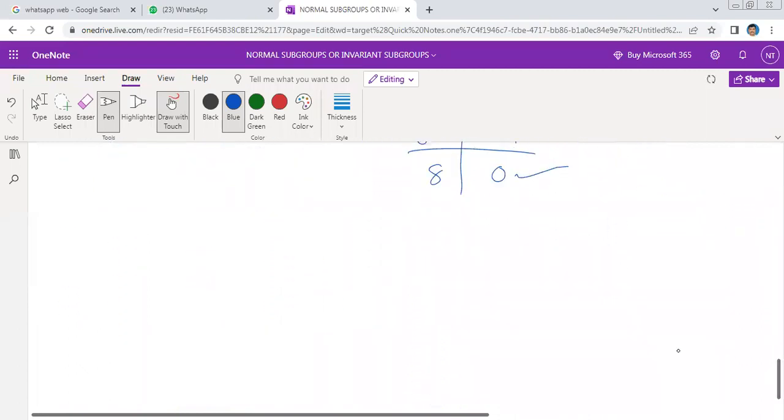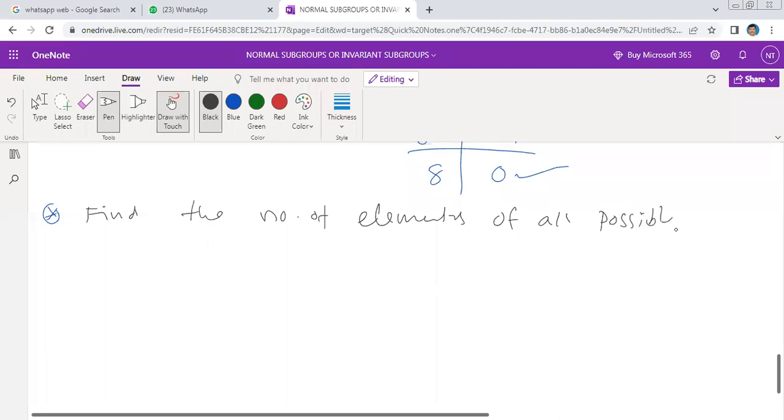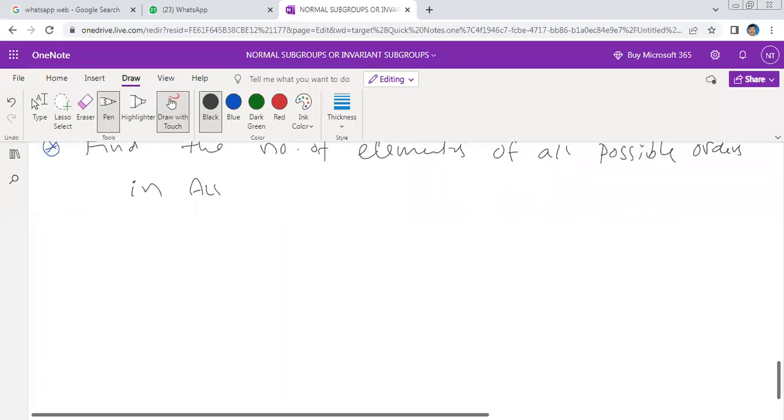అదే మనకు A4 విషయానికి వచ్చేసరికి ఫైండ్ ద నెంబర్ ఆఫ్ ఎలిమెంట్స్ ఆఫ్ ఆల్ పాసిబుల్ ఆర్డర్స్ ఇన్ A4 అడిగాడు. Find the number of elements of all possible orders in A4. ఉన్నటువంటి ఆల్ పాసిబుల్ ఆర్డర్స్ ఎలా వస్తున్నాయి. ఐ కెన్ డిస్కస్ ఇన్ డీటెయిల్, దీన్ని డీటెయిల్ డిస్కస్ చేద్దాం.